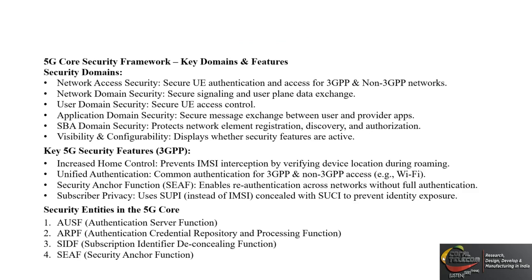Then subscriber privacy is there. So it uses SUPI instead of IMSI. In 5G, if you see, it will send a SUCI value, a concealed value, to prevent the identity exposure.